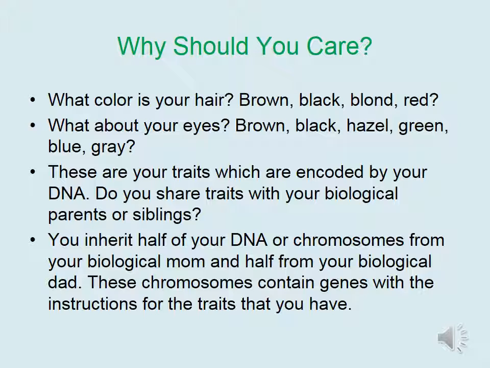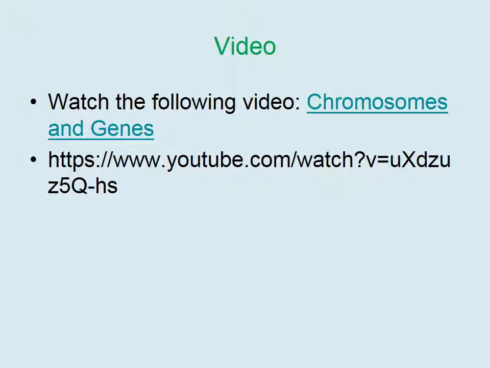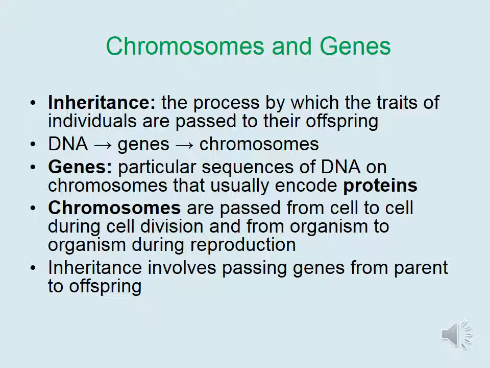You inherit half of your DNA or chromosomes from your biological mom and half from your biological dad. These chromosomes contain genes with the instructions for the traits that you have. Inheritance is the process by which the traits of individuals are passed to their offspring.